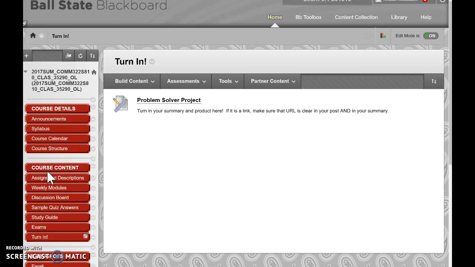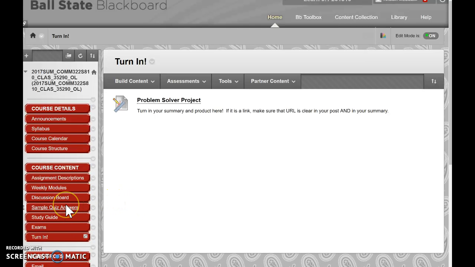Just a reminder, for your problem solving project, you need to have a summary in which you describe the problem and describe how your solution fixes that problem, but you also need some sort of prototype or actual thing that you design. If you haven't done so already, take a look at that assignment guide and the rubric, which you can find under assignment descriptions. If you have a URL that you need me to access, make sure that it is very clearly labeled when you turn in your project, and it should be in your summary as well.